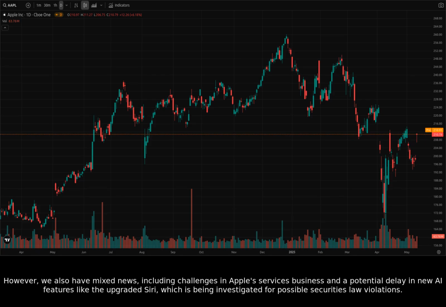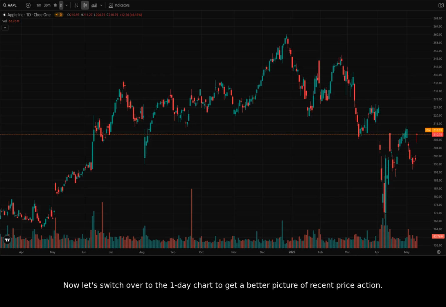However, we also have mixed news, including challenges in Apple's services business and a potential delay in new AI features like the upgraded Siri, which is being investigated for possible securities law violations. Now let's switch over to the one-day chart to get a better picture of recent price action.